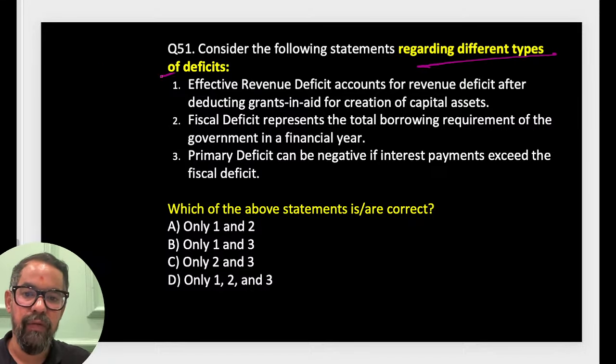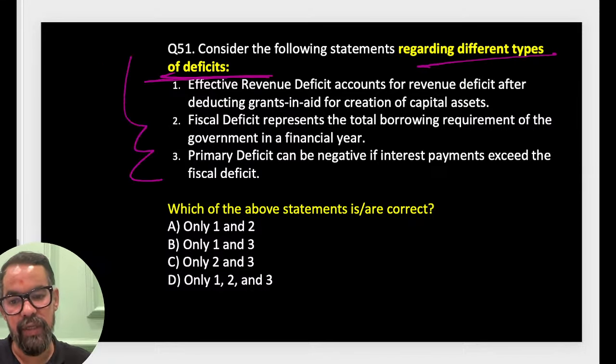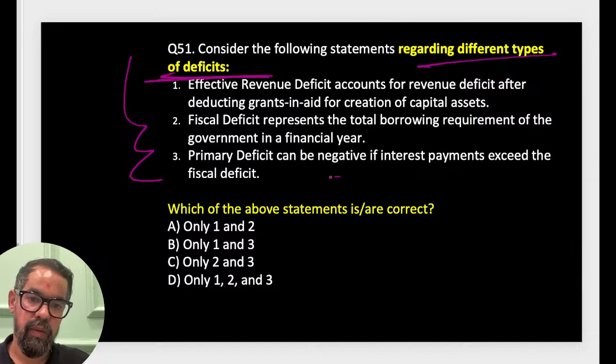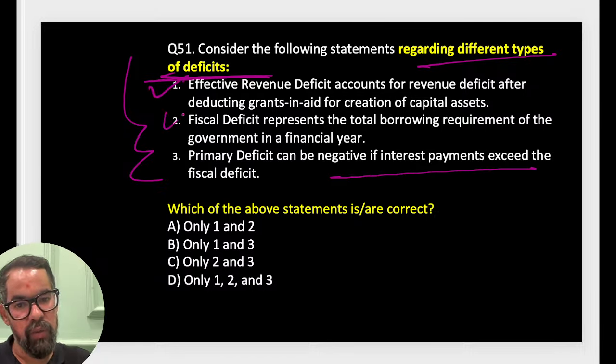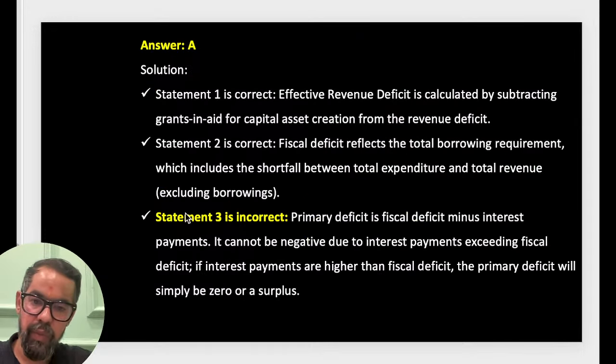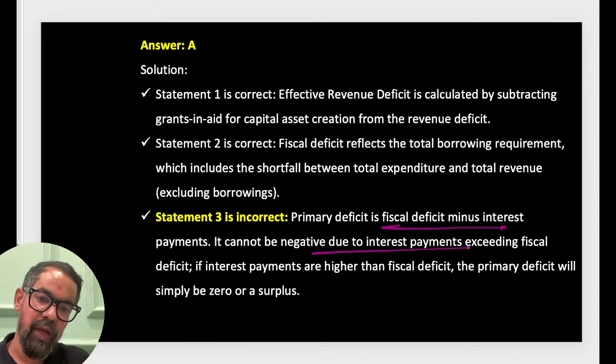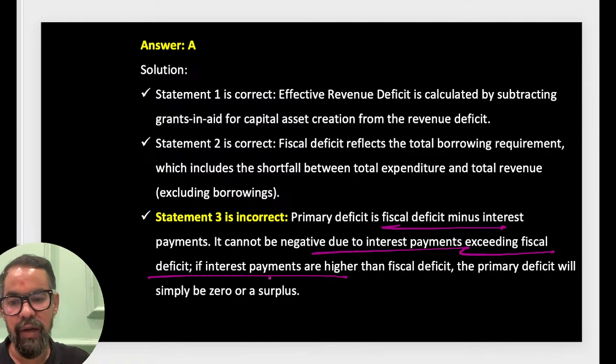Regarding the different types of deficit, again a very important topic, asked many times. Statements 1 and 2 are true, but primary deficit cannot be negative, it can be up to the value zero. So option C: primary deficit is fiscal deficit minus interest payment. So it cannot be negative due to interest payment exceeding the fiscal deficit as well.